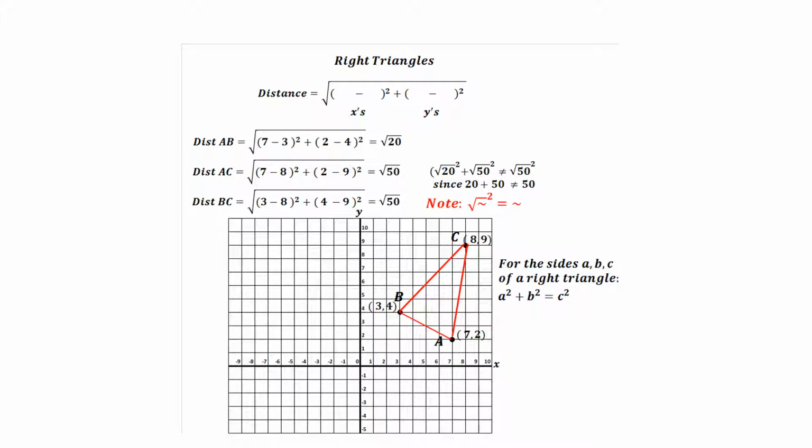So by comparing a squared plus b squared to see if it was c squared, that was a sufficient condition to say that the triangle is not a right triangle, because we do not have a squared plus b squared equals c squared.